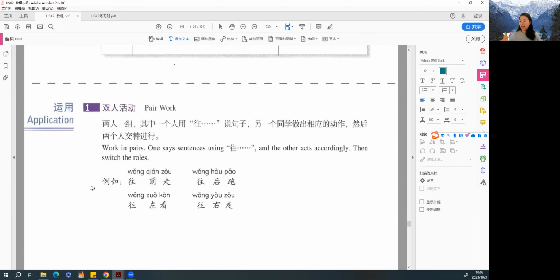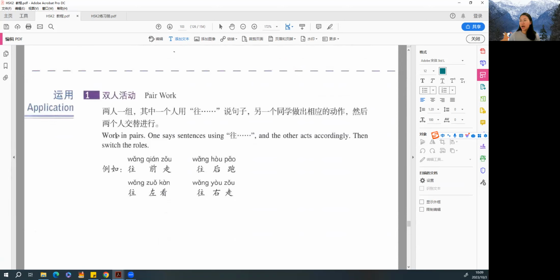Okay, good. Application. So you're going to say a sentence and then use 往 and act accordingly to the direction. So 往前走 means going front. Yeah, 往后 means going back, going behind. Right? 往左, left or right. 往左看, you have to look at the left-hand side. Turn left and look. 往右走, it's walk to the 右, was your right-hand side, right?